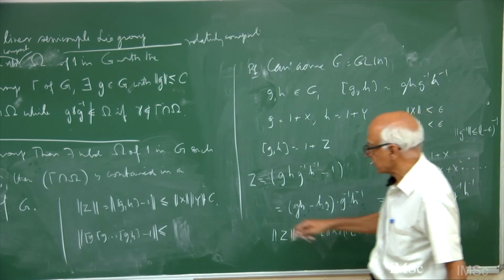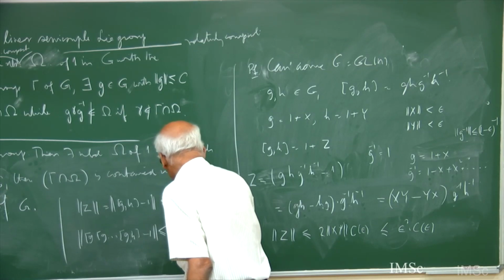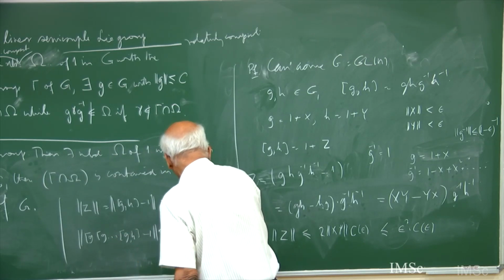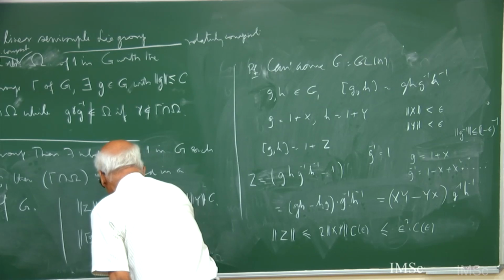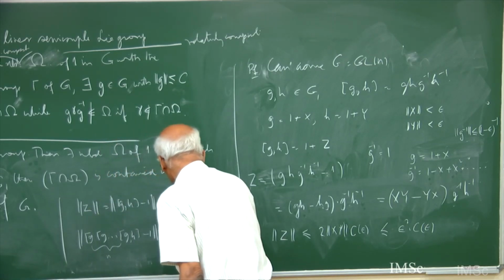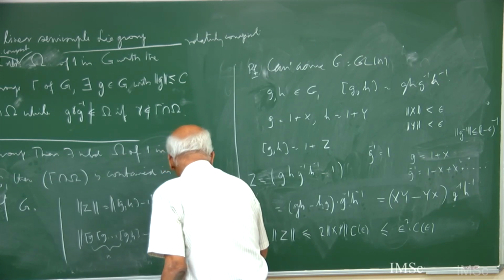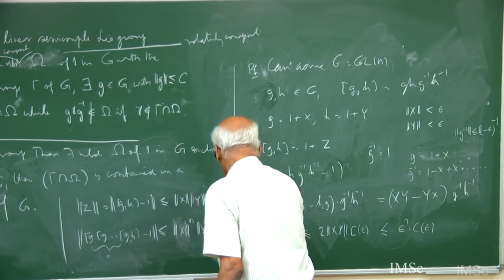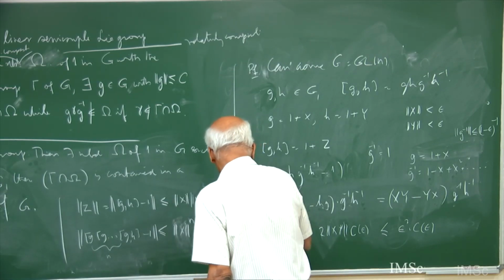So what happened is you find that this is less than or equal to norm X power. I keep repeating, I'm going to get norm X power n times, then norm Y, then C power n, epsilon power n.